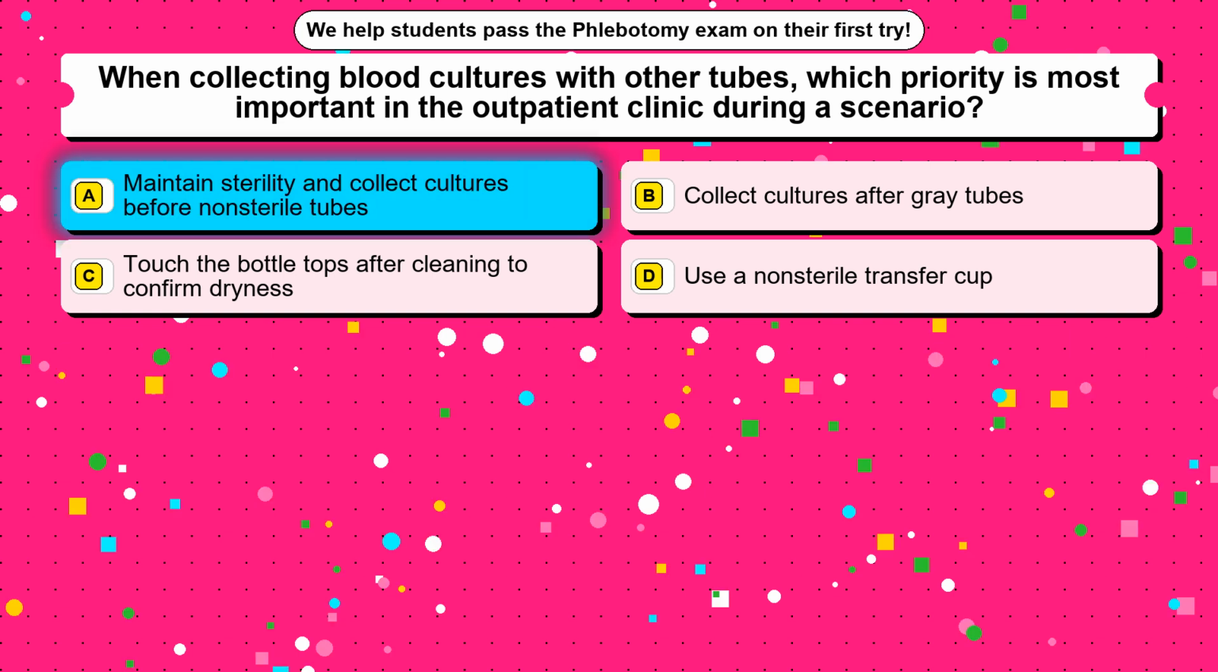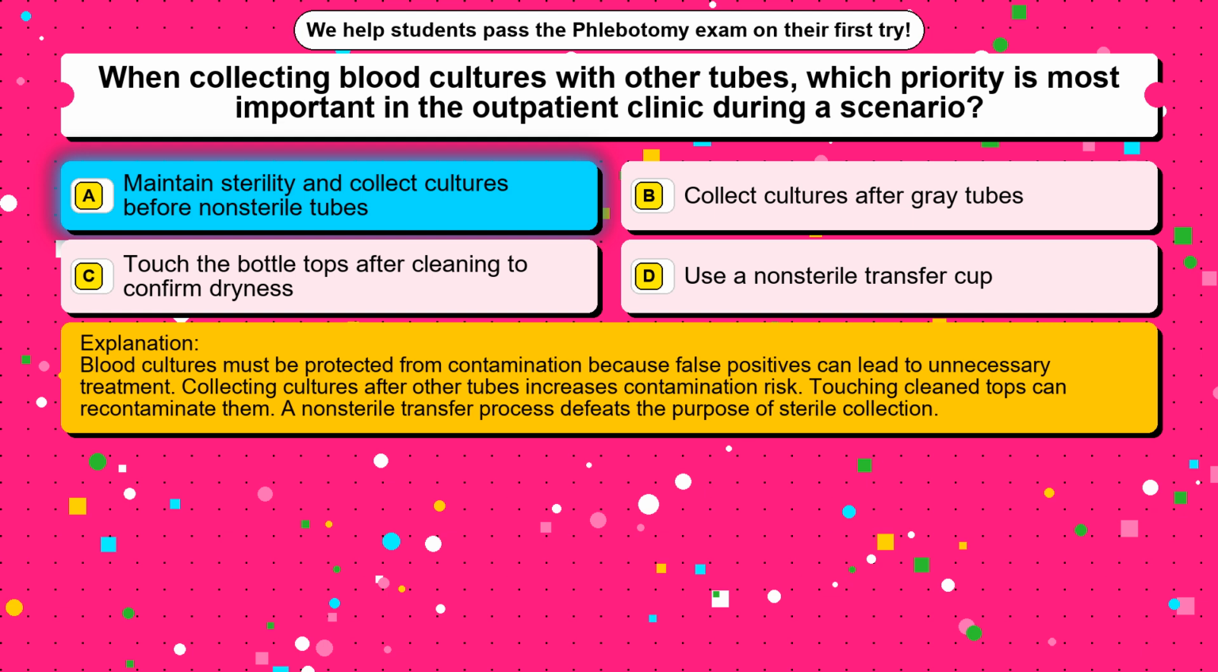The correct answer is option A. Maintain sterility and collect cultures before non-sterile tubes. Blood cultures must be protected from contamination because false positives can lead to unnecessary treatment. Collecting cultures after other tubes increases contamination risk. Touching clean tops can recontaminate them. A non-sterile transfer process defeats the purpose of sterile collection.